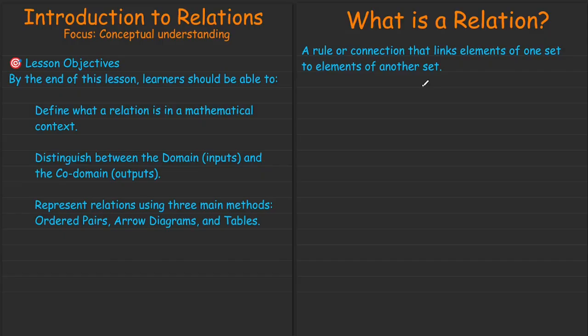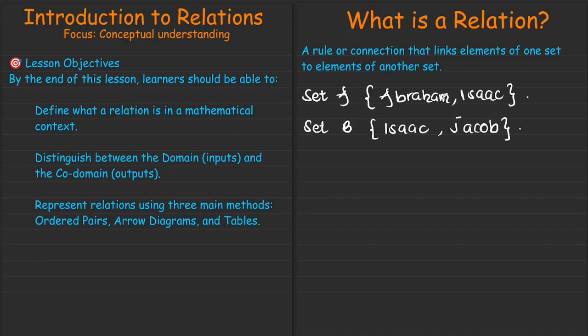So in a real world example, let's take as a relation "is the father of." In set A, I'm going to have Abraham and Isaac. Then in set B, I'm going to have Isaac and Jacob. Now the relation I'm going to use is "the father of."